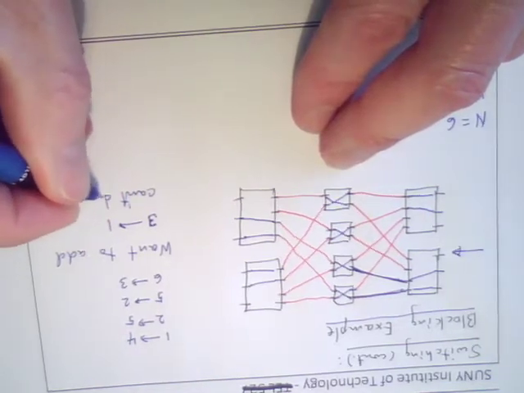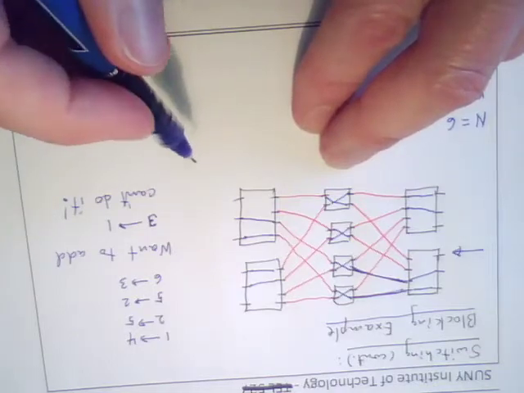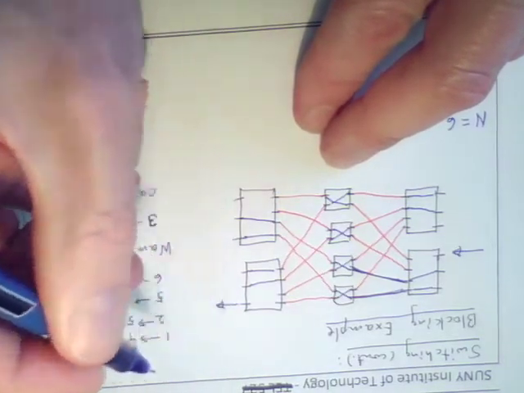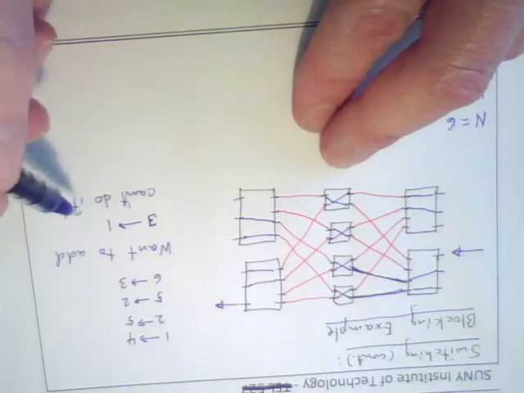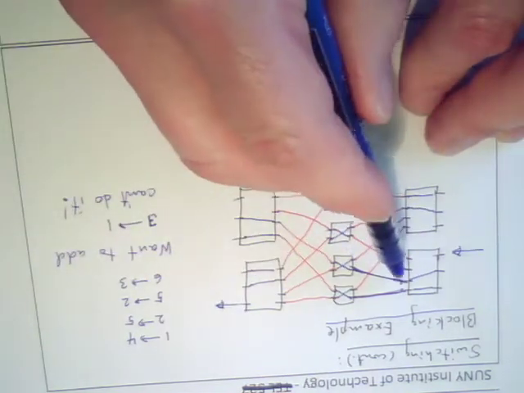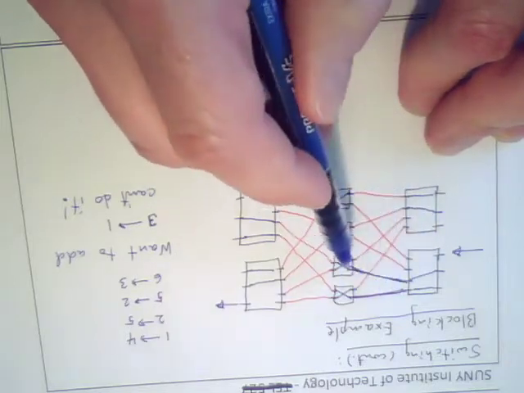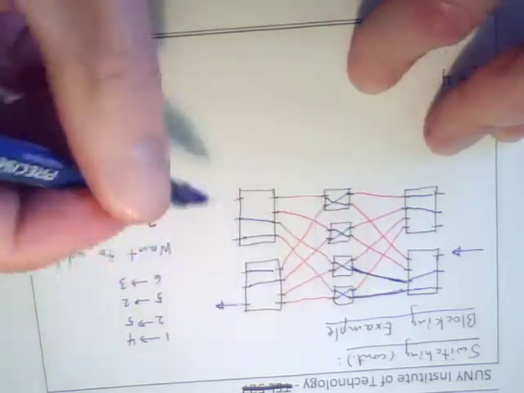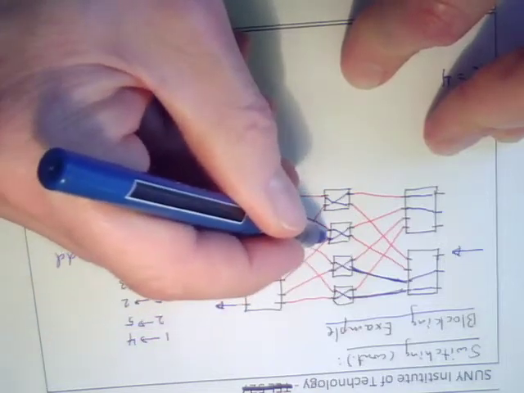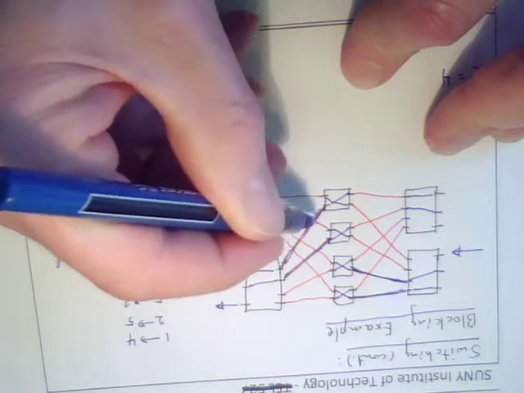Okay, and this is an example of a blocking configuration where we can't do it. We cannot add input 3 to output 1. Okay, and the reason is that all of the outputs from the input switch are taken up, and all of the outputs of the bottom 2 are also taken up.